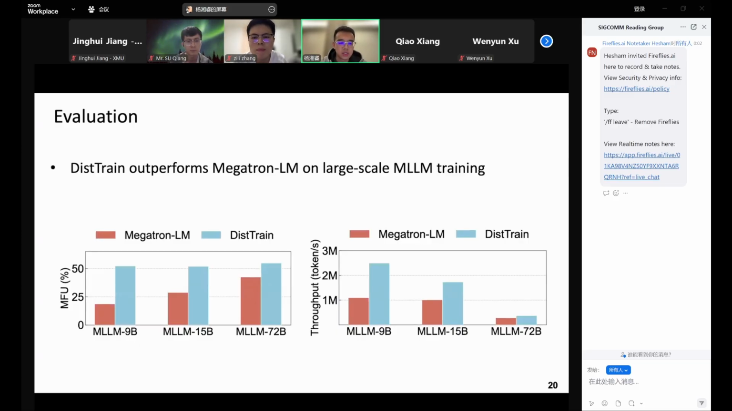This work combines the Llama 3 backbone with a ViT encoder and a Stable Diffusion generator as the training model. In the large-scale experiments, it compares DistTrain to Megatron, with a monolithic training approach. DistTrain outperformed Megatron by up to 2 times on training throughput and achieved 45% MFU.